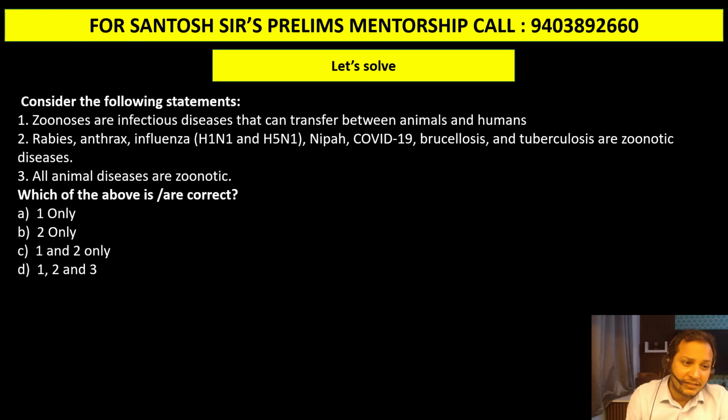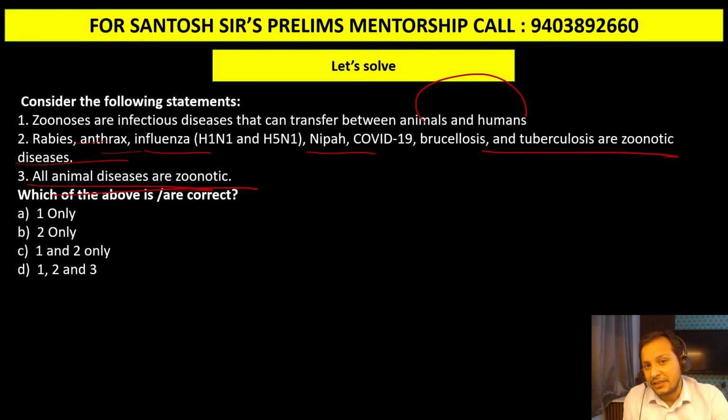You can see here, consider the following statements. Zoonoses are infectious diseases that can transfer from animals to humans. Rabies, anthrax, influenza, Nipah are examples of zoonotic diseases. All animal diseases are zoonotic diseases. Let me see how many of you can answer the question.